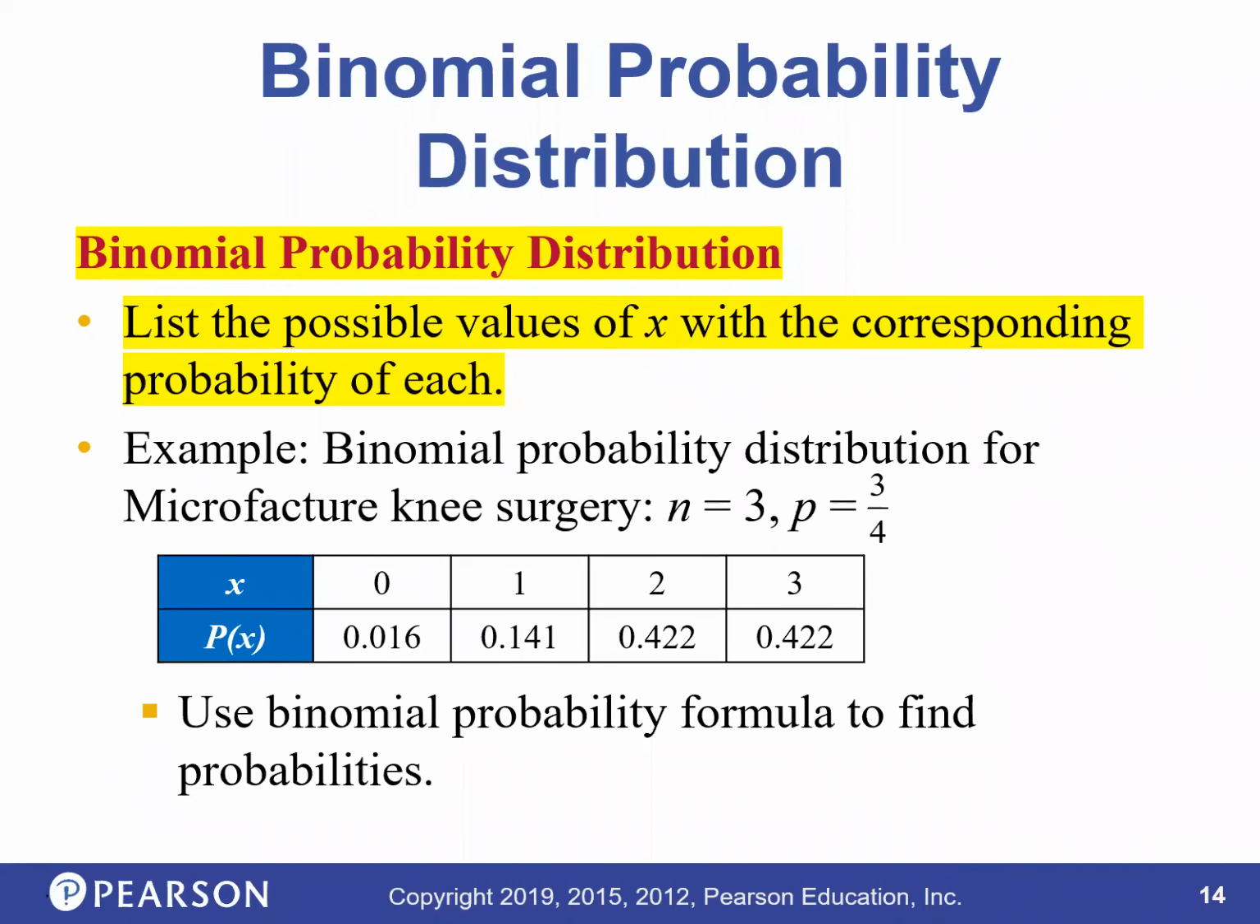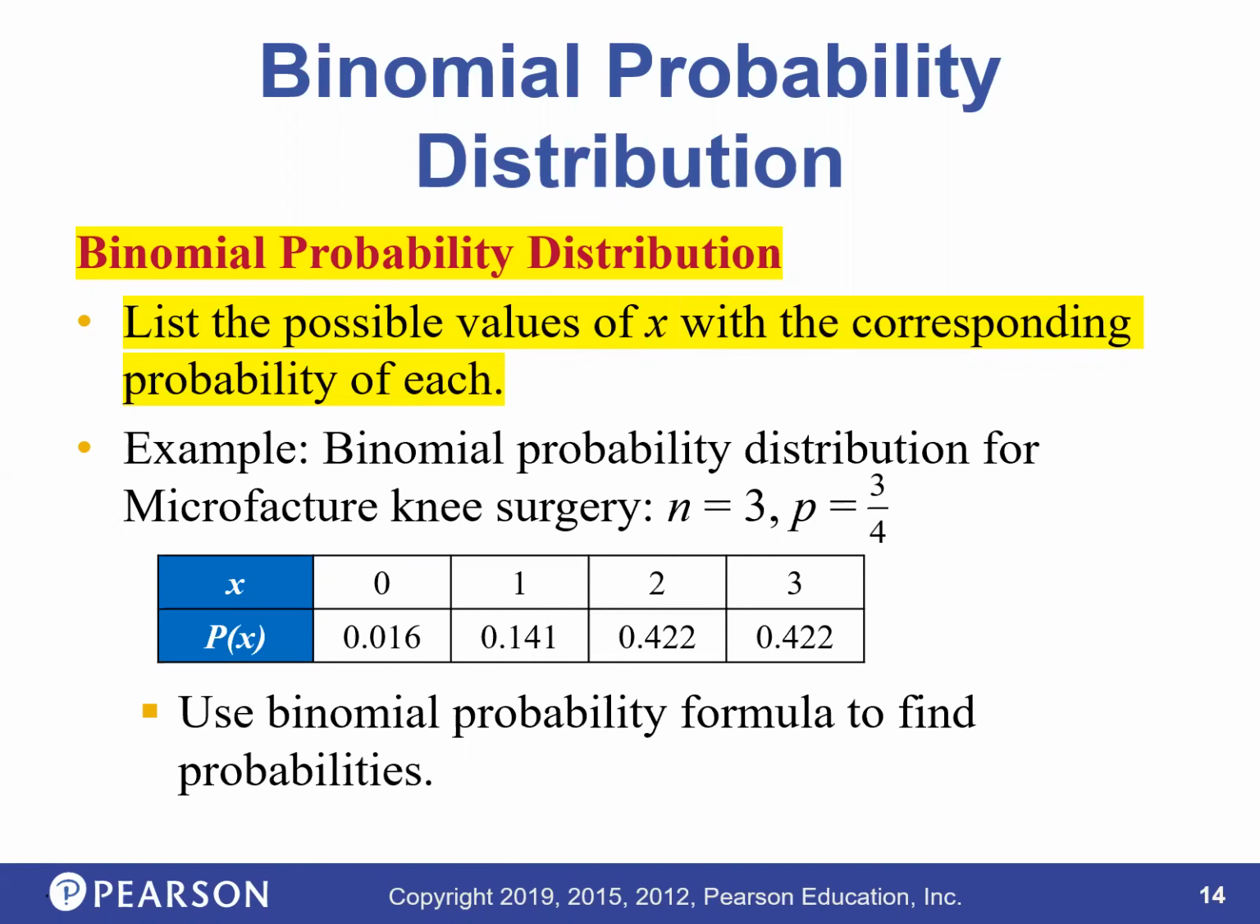Oh, the knee surgery, back to knee surgery, right? So three different knee surgery attempts. P-value, anybody remember this guy? This is the probability of success, right? 75% success rate, that means we have a 25% failure rate. And so that's just an example.